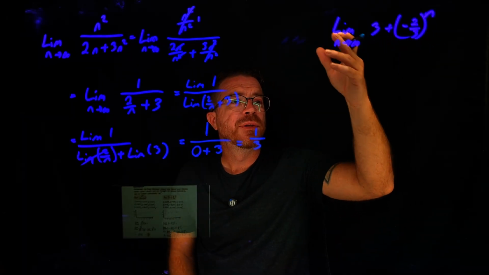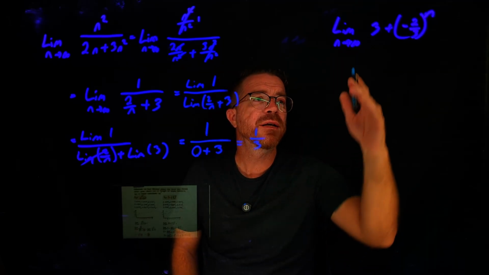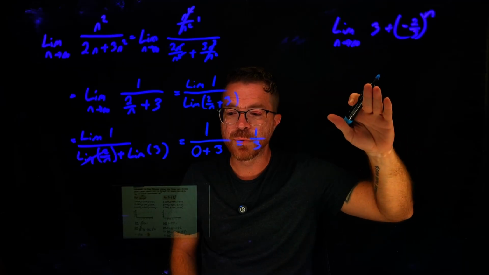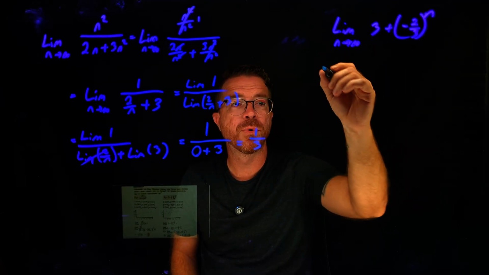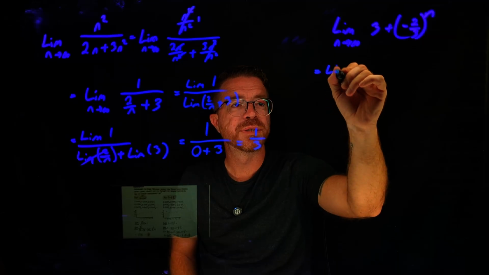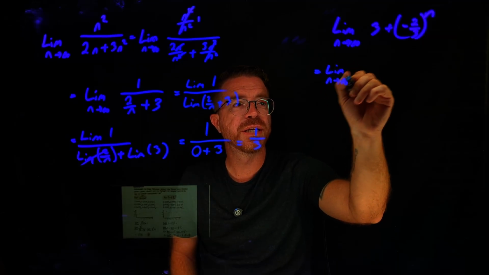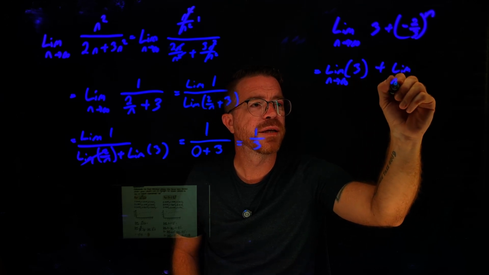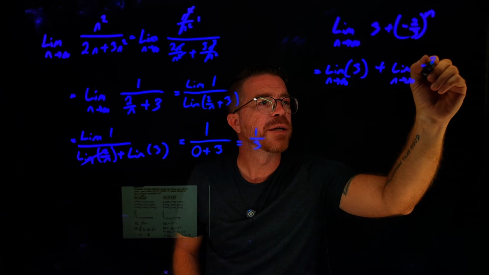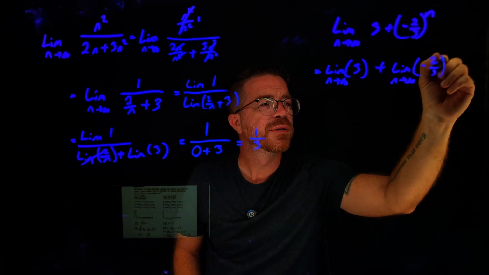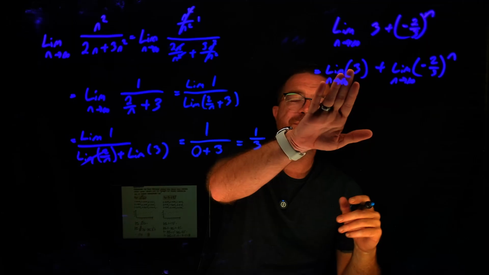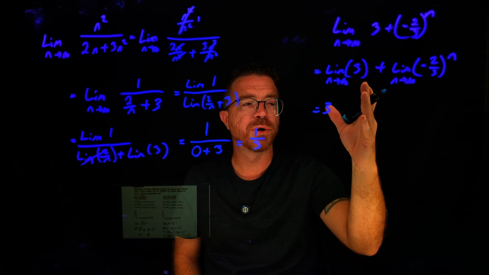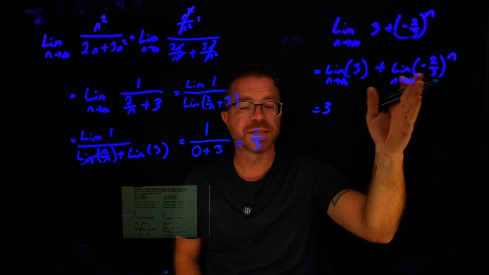Now let's look at the second one. Limit as n approaches infinity, 3 plus minus 2/3 to the nth power. So first thing I'm going to do with this one is split it just like we did before using our rules of limits. So I'm going to take the limit as n approaches infinity of 3 plus the limit as n approaches infinity of minus 2/3 to the nth power. Now, this first term, because it's a constant, is just going to be equal to 3. So this one we don't have to worry about. What we do have to consider now is this second term.